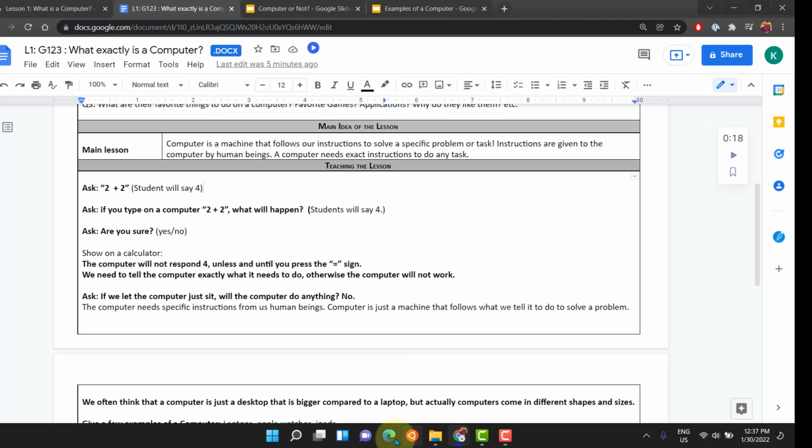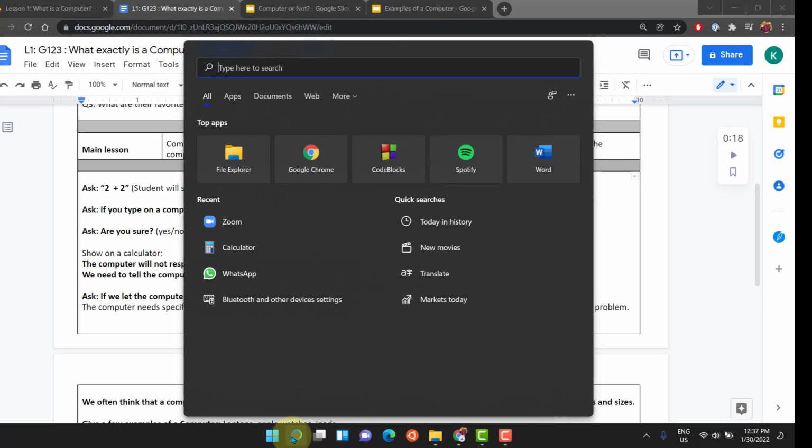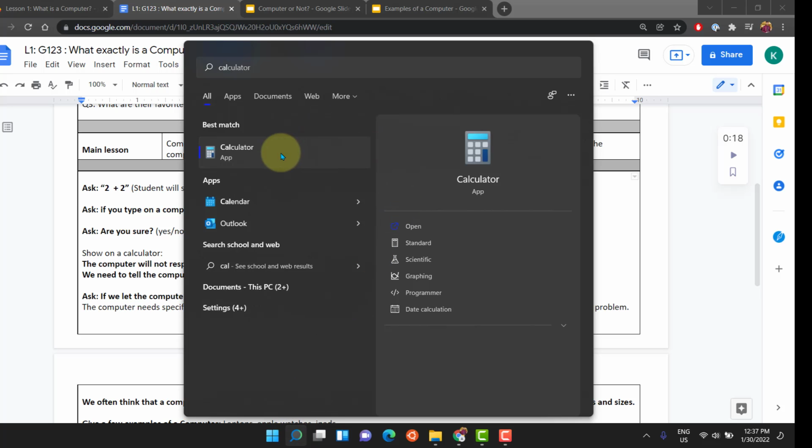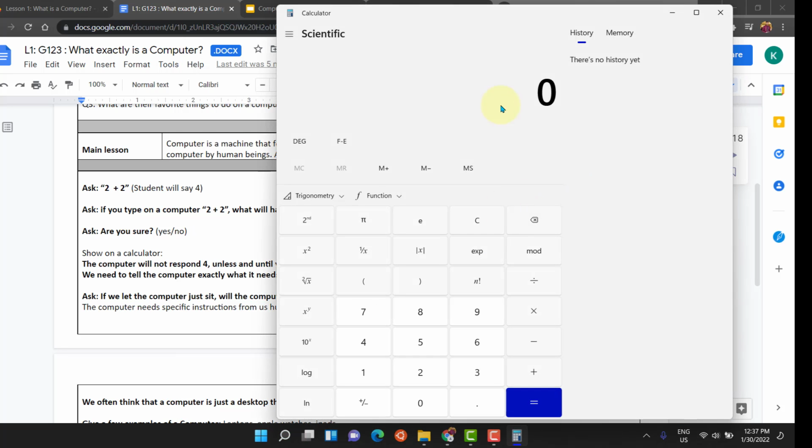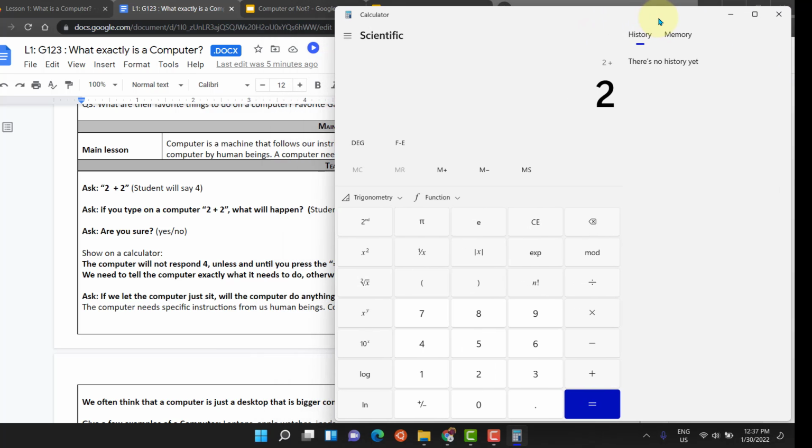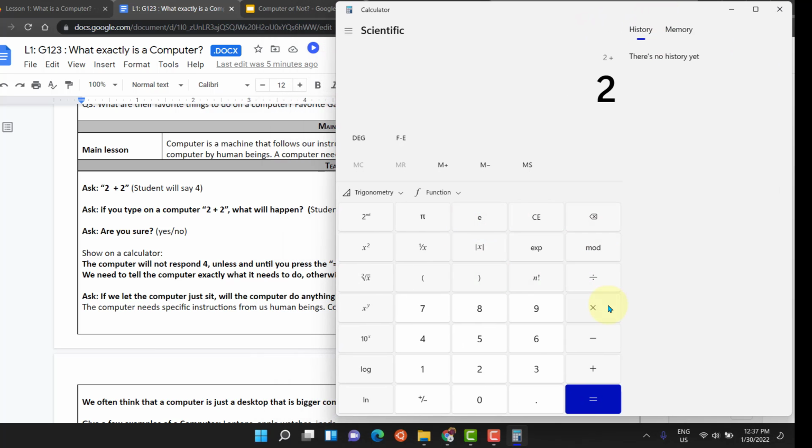So what he did was he pulled up a calculator really quickly on his laptop that he was displaying, and pressed 2 plus 2 like this, and then it didn't do anything because you have to press the equal sign. And the lesson we learned here was that the computer needs precise and exact information from human beings for it to complete the task that we want it to complete.